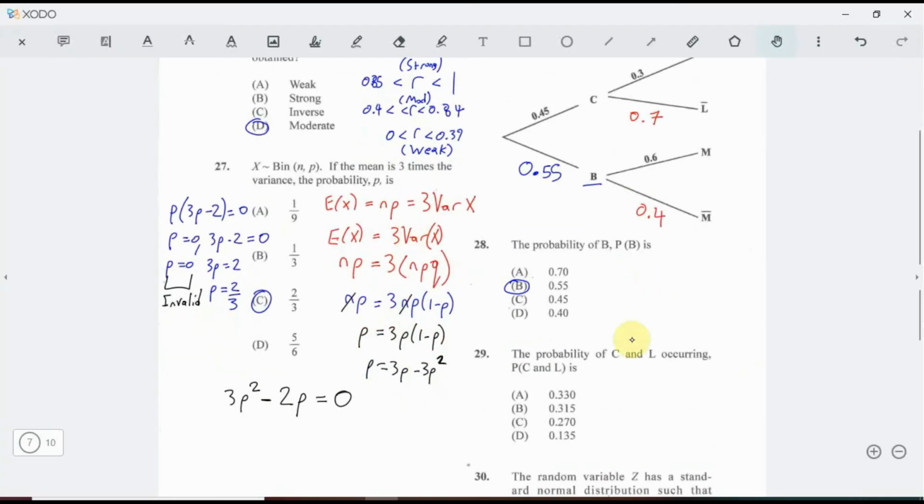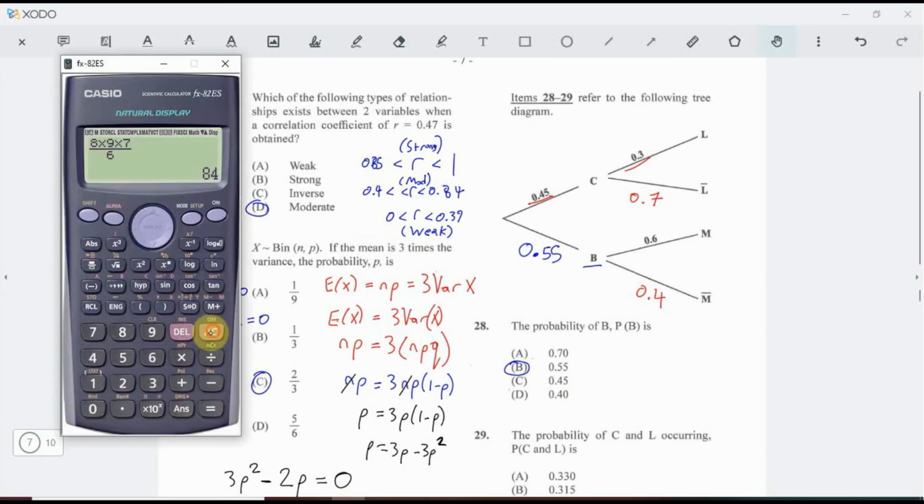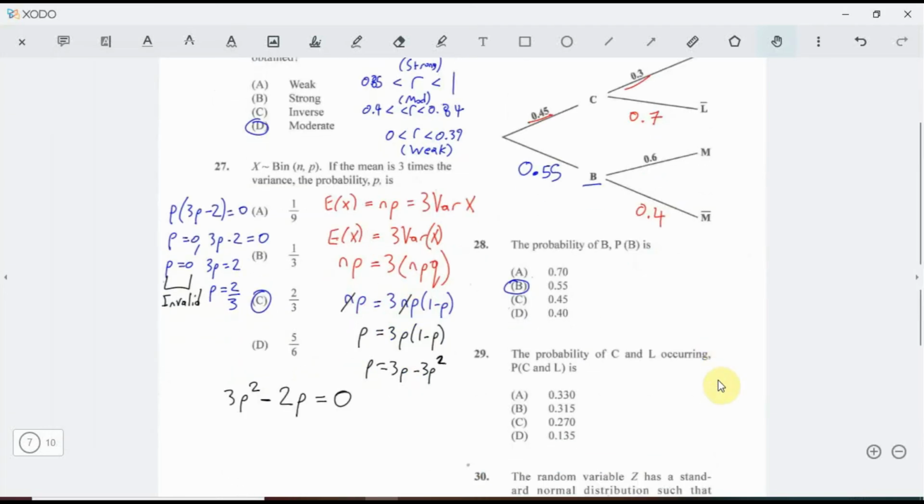It says the probability of C and L occurring. So the probability of C and L. We just need to multiply them. So this is C, and this is C and L occurring. So the probability of C intersect L is just the product of 0.45 and 0.3. I'm just going to use my calculator for simplicity. 0.45 times 0.3, and we get 0.135. That's option B. Nice.